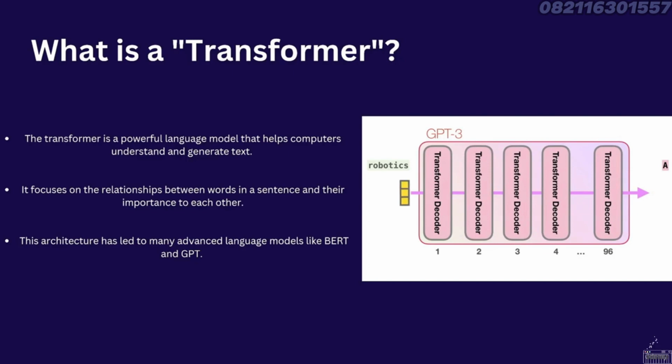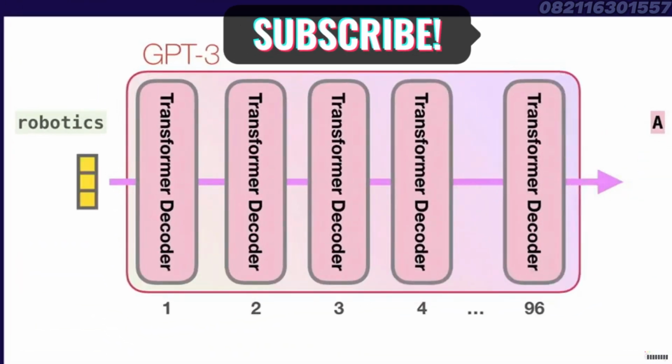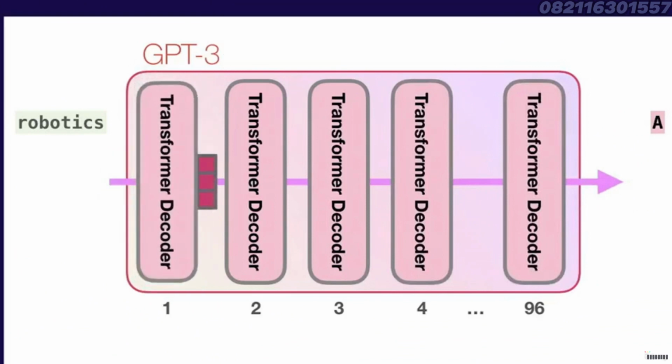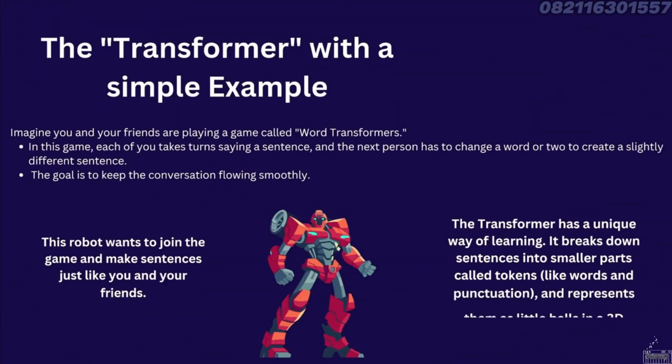The transformer consists of two main parts. The first one is the encoder. The encoder processes the input, and the decoder generates the output. This architecture led to many advanced language models like GPT and like BERT from Google. So let's analyze a little bit more the transformer with a simple example.